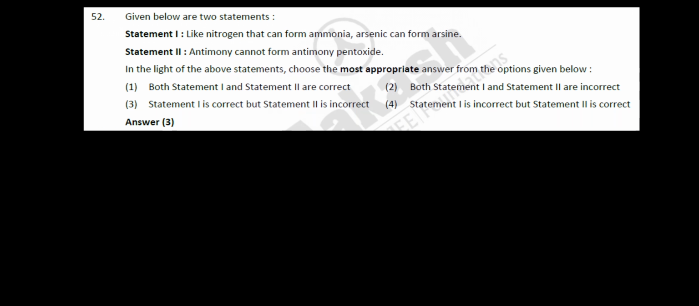Next one: like nitrogen can form ammonia, arsenic can form arsine. So this is correct. Next, antimony cannot form antimony pentoxide. This is incorrect, because antimony, a group 15 element, can form M2O3 and M2O5, so it can form Sb2O5. So the first statement is true, but the second one is incorrect. The answer is option 3.